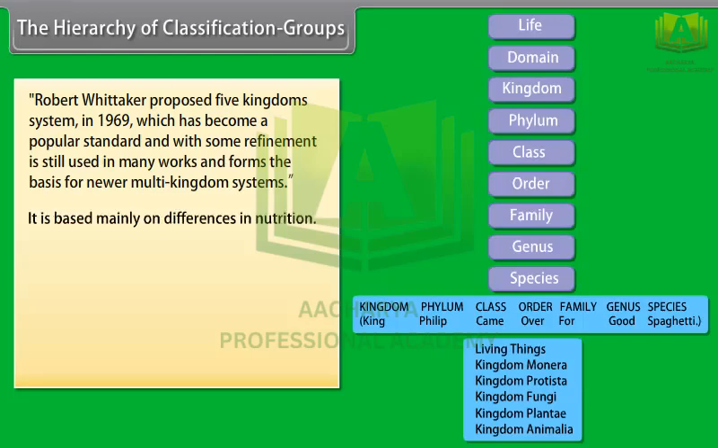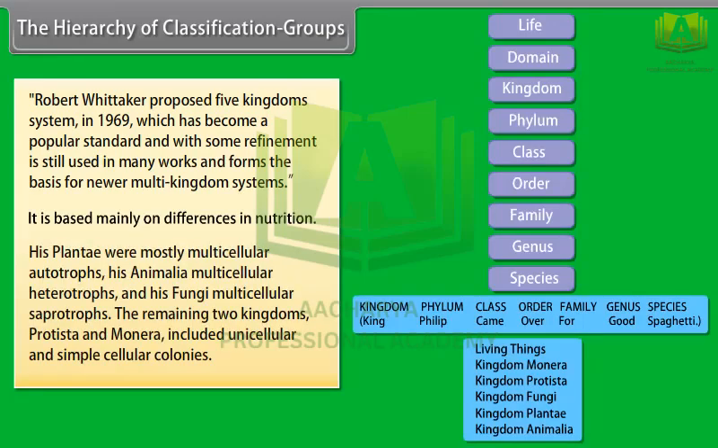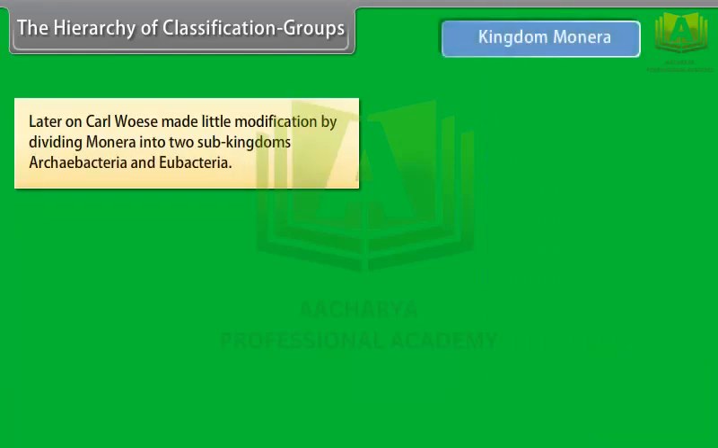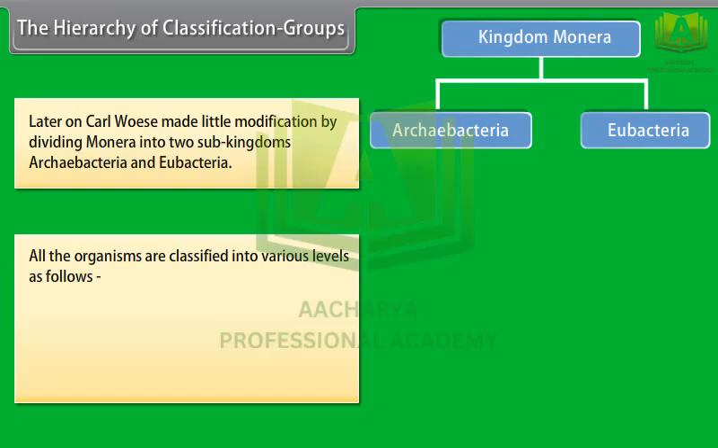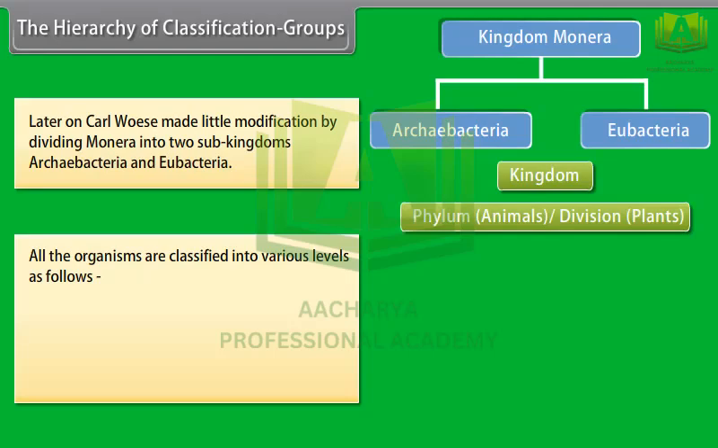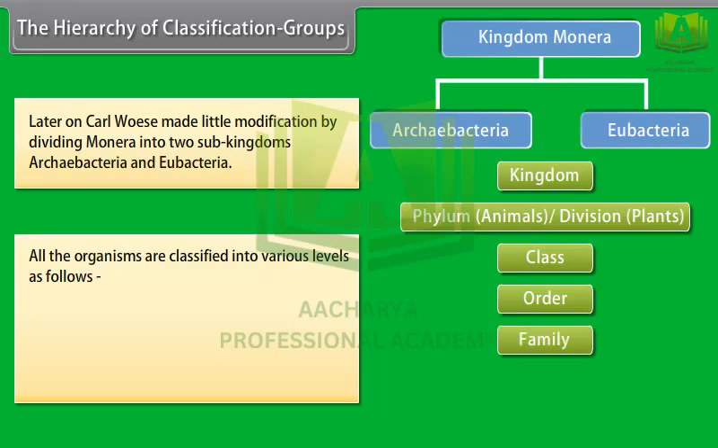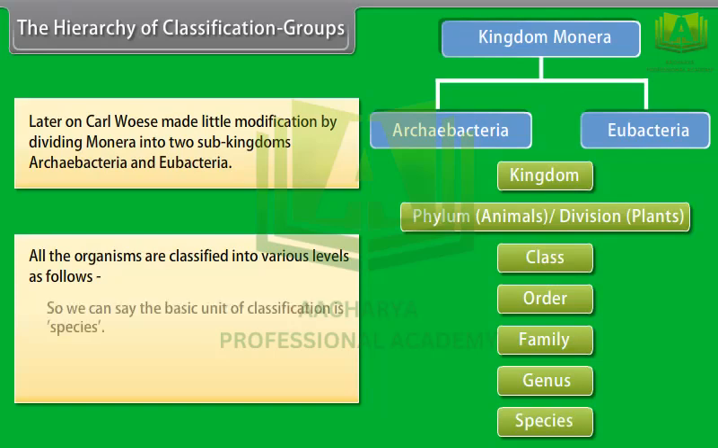It is based mainly on differences in nutrition. His Plantae were mostly multicellular autotrophs, his Animalia multicellular heterotrophs, and his Fungi multicellular saprotrophs. The remaining two kingdoms, Protista and Monera, included unicellular and simple cellular colonies. Later on, Carl Woese made a little modification by dividing Monera into two sub-kingdoms, Archaebacteria and Eubacteria. All the organisms are classified into various levels as follows: kingdom, phylum in animals or division in plants, class, order, family, genus, species. So we can say the basic unit of classification is species.